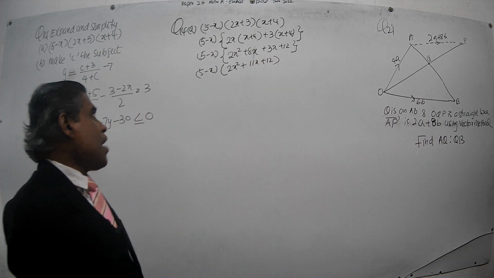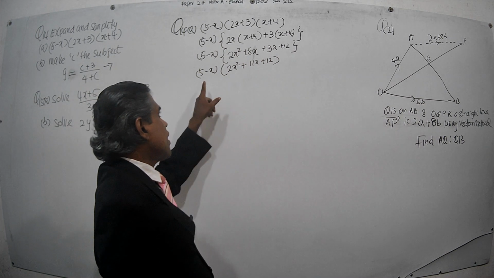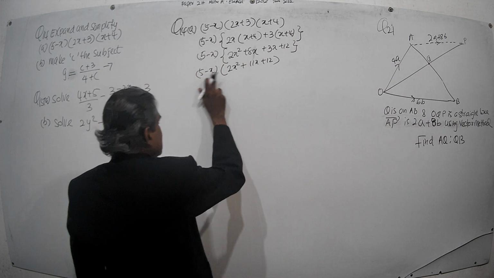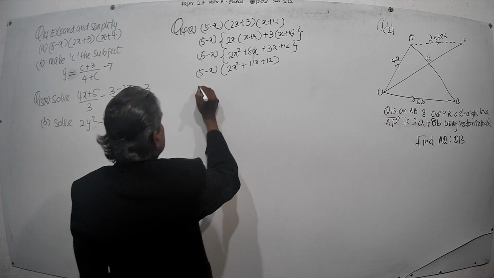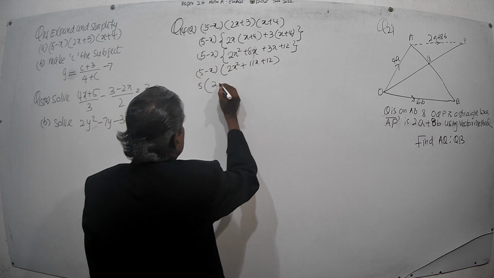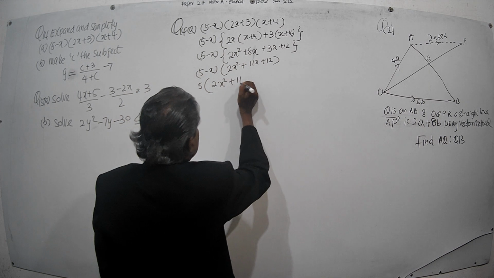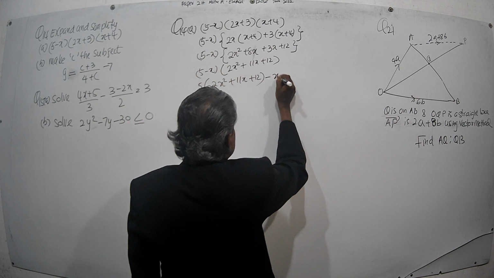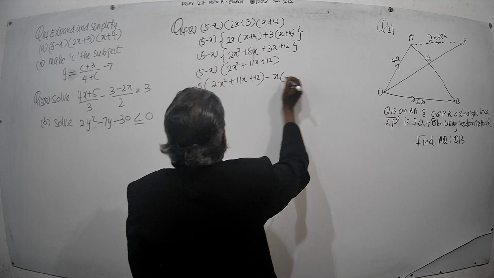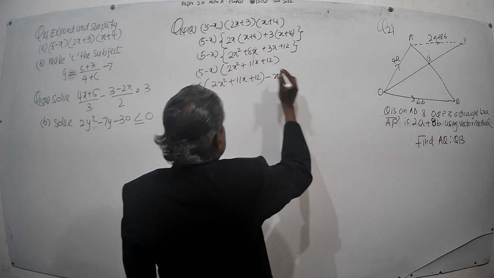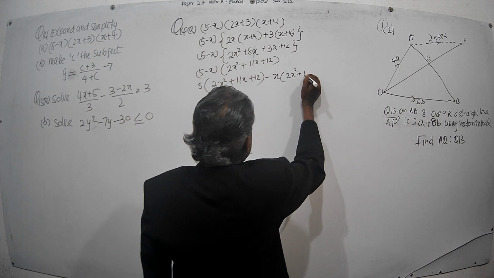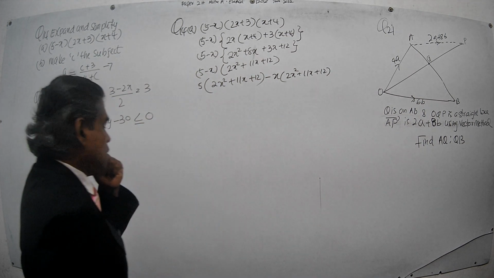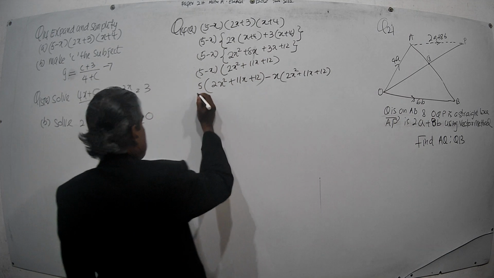Then you have to multiply this whole thing by this one. How do you do that? By this 5 you multiply this whole thing. By this minus x also you multiply this whole thing. Then by 5 you multiply the whole thing, and then this minus x also you multiply this whole thing: 2x squared plus 11x plus 12. Okay. Now we'll multiply. Remove brackets by multiplying.